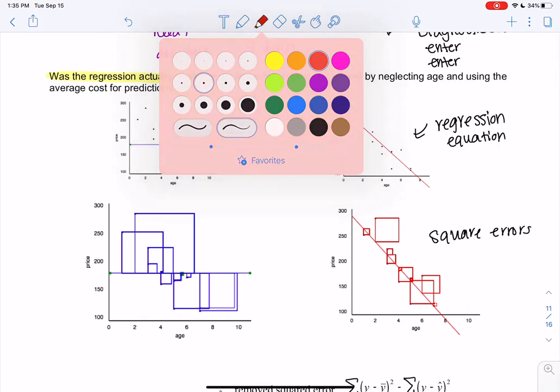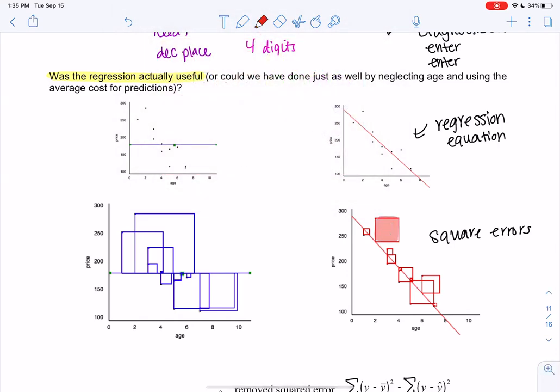So let's fill those all in red. So we're going to look at the sum of the square errors in a second. Remember, less area, less squares, smaller squares is good. But could we have just neglected age and just found the average cost instead? So that's this equation on the right. That's average cost, right? Like in chapter 3, we didn't have a second variable. We just found average. So we're going to compare the square errors for average to the square errors for regression.